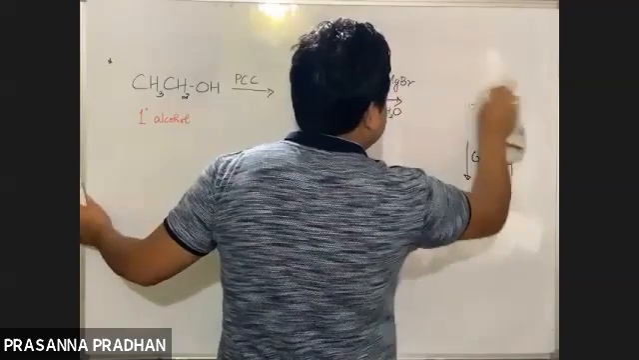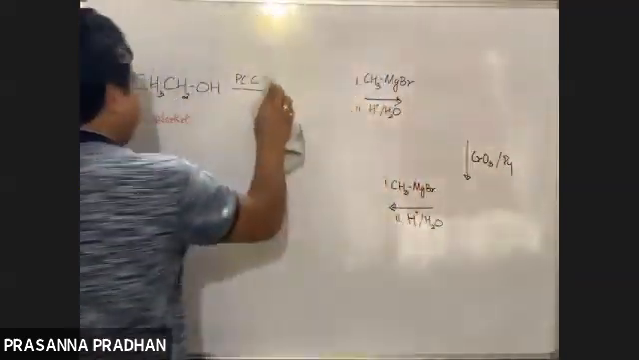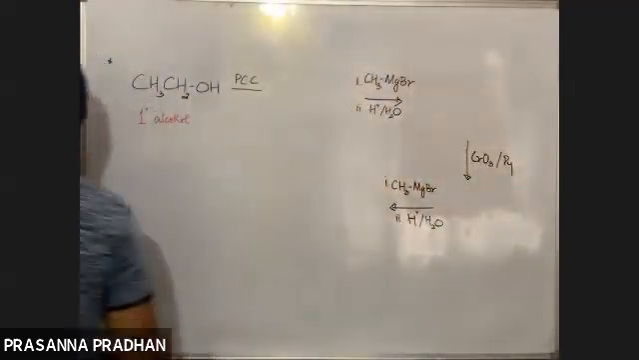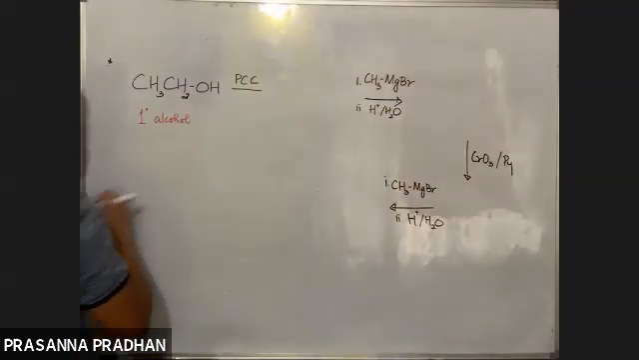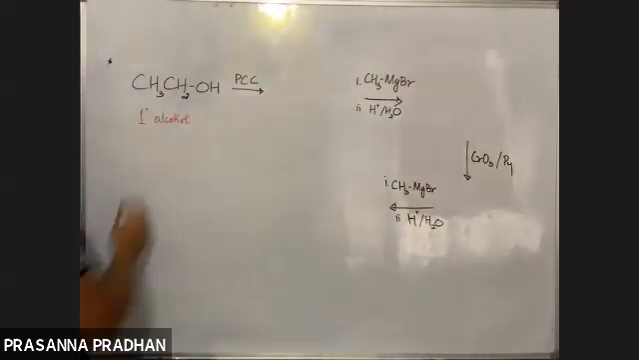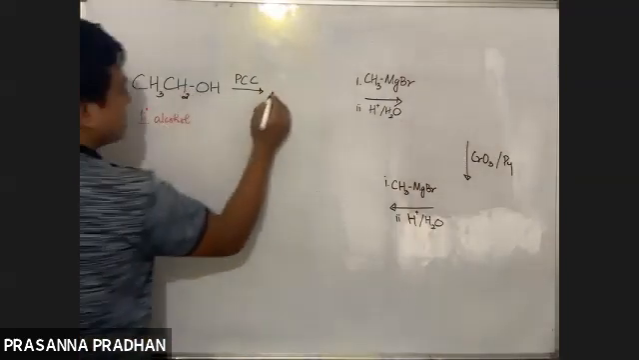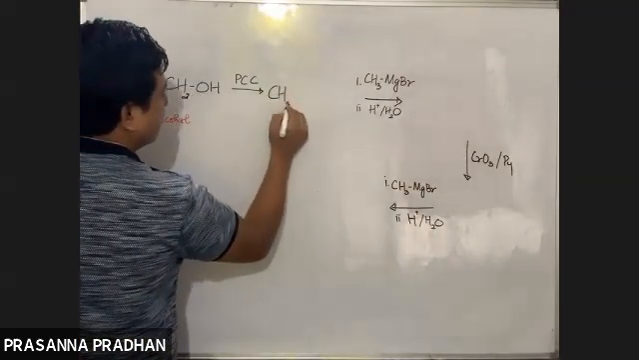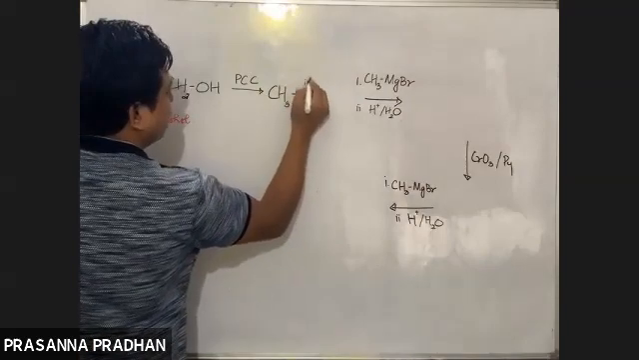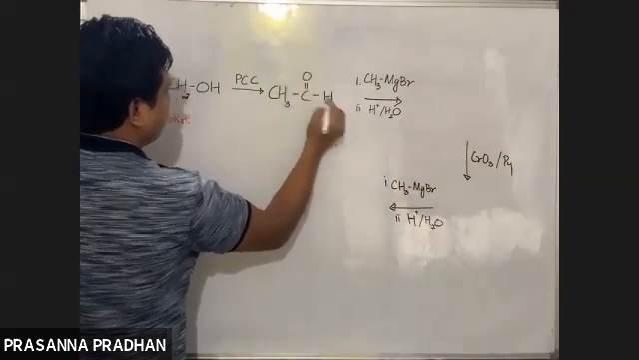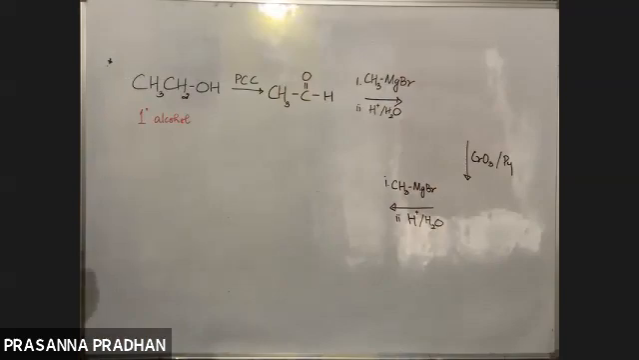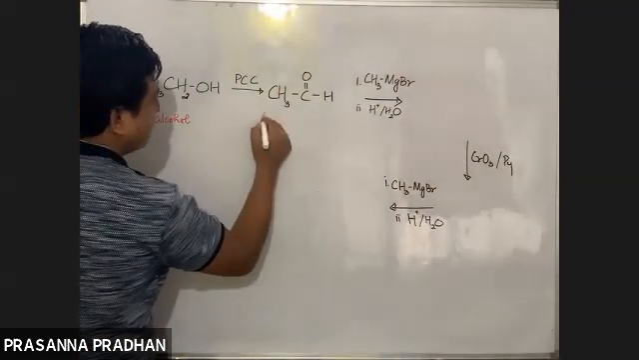Now you guys are going to scratch your head because you know the answers already. You know everything here. We did this today itself: 1 degree alcohol, mild oxidizing agent. What will happen? CH2OH group gets oxidized to what? CHO group. Yes, this is A. So A is acetaldehyde.